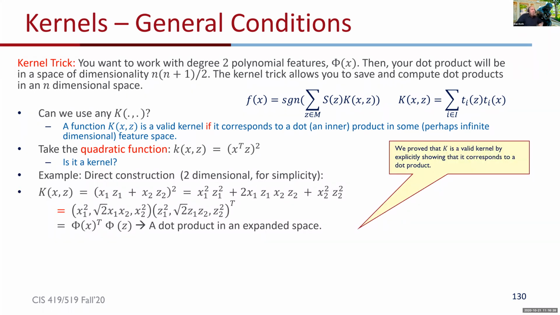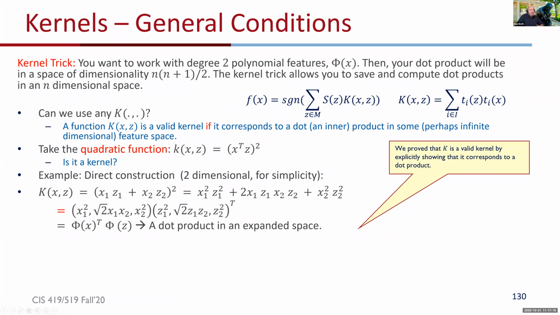So here is an example. I'm taking x and z to be two-dimensional because it's easier. So x is x1, x2, z is z1, z2. What am I doing here? This is the dot product between x and z, right? I'm taking square of it. When I'm taking square of this dot product, I'm getting x1 square, z1 square, plus on the other side, x2 square, z2 square, plus 2 times the mixed term.